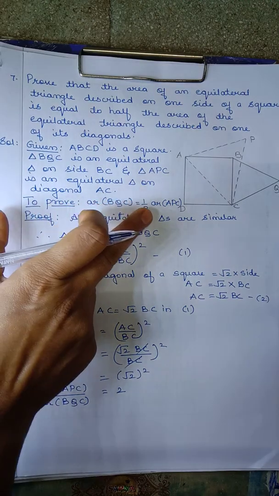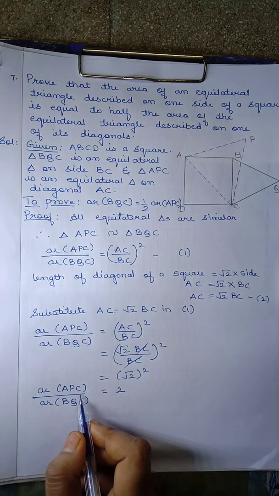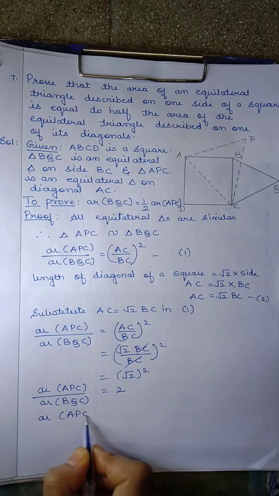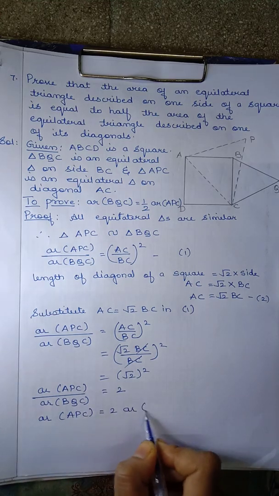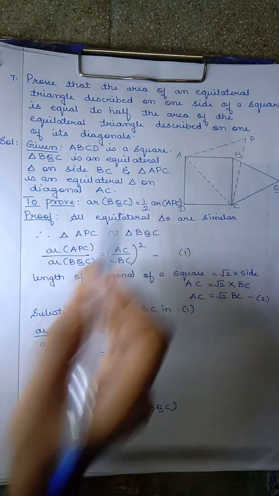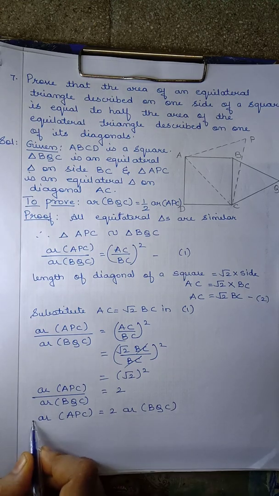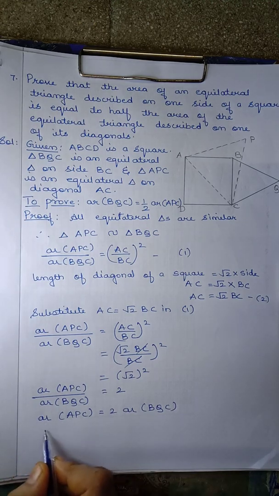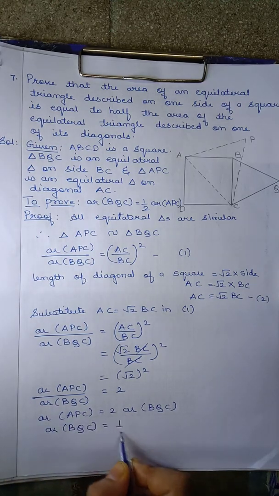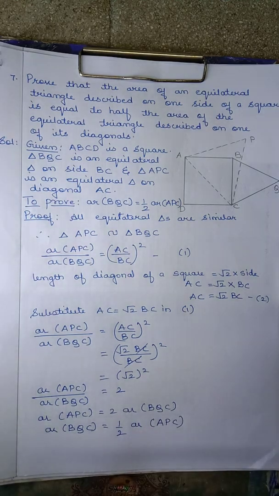We have to prove area of BQC is equal to half of area of APC. So now you can write area of APC is equal to twice the area of BQC. Now if you take 2 to the other side, it will become the reciprocal, half. So this is nothing but area of BQC is equal to half the area of APC. Okay, so this is the proof, children.